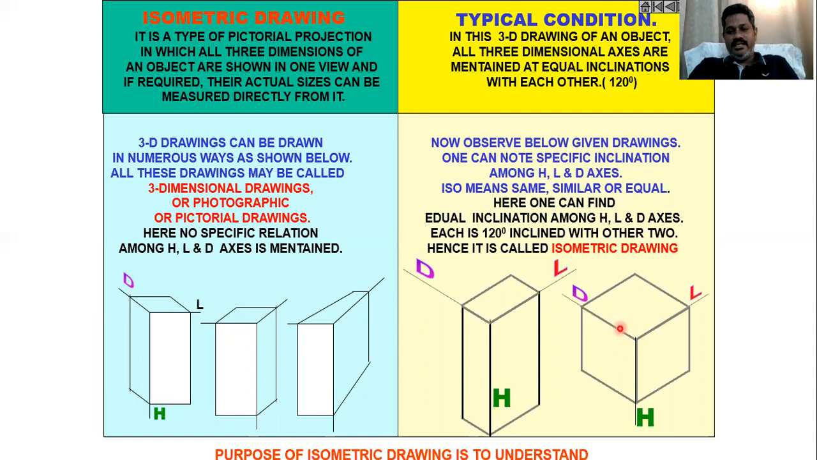As you can see here, the angle between these two axes and the angle between these two axes is equal, and that angle is 120 degrees. And you can take this component also. In this also, the angle between these three axes is the same, and that value is 120 degrees.